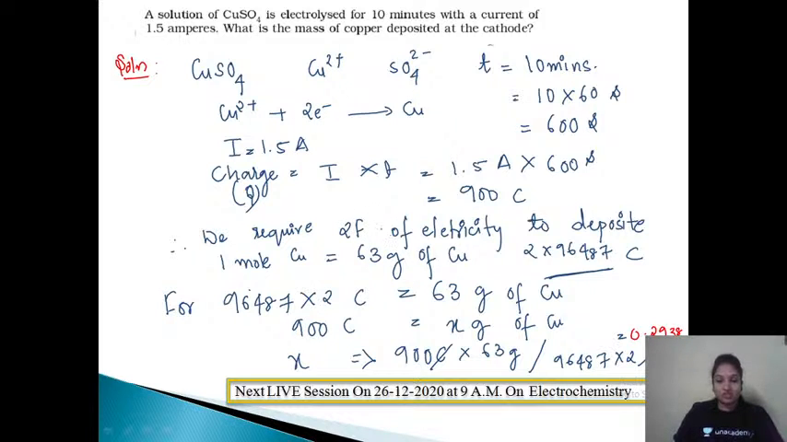So if you pass 2 Faraday of electricity, then 1 mole of copper, that is 63 grams of copper, will be deposited. The mass of 1 copper mole is 63 grams. So this much coulombs will deposit 63 grams. That means the 900 coulombs will deposit how many grams? Just cross multiply it, and the final answer that you get is 0.2938. All of you can just cross check it and make sure the answer is right.